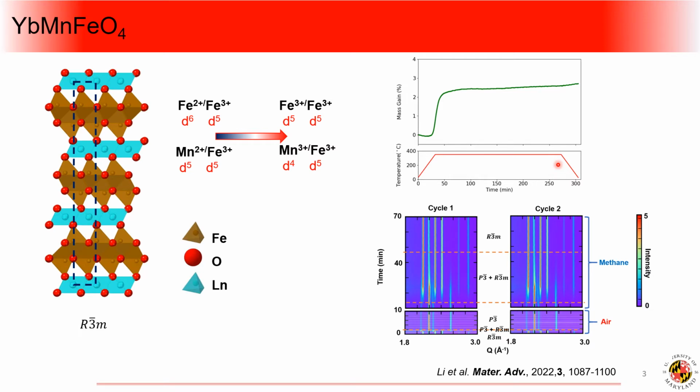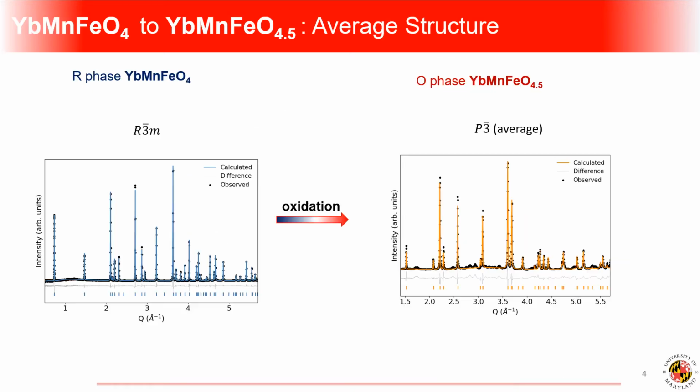We also did in situ diffraction characterization on the material upon oxidation and reduction. It does show that upon oxygen uptake, there's a phase transition happening. And if we put the material back into the reduced environment, the phase can be recovered back to the original reduced state. Then we focused on the crystal structure of the material before and after the oxygen uptake. We did both synchrotron and neutron diffraction measurements on the material before and after the oxidation.